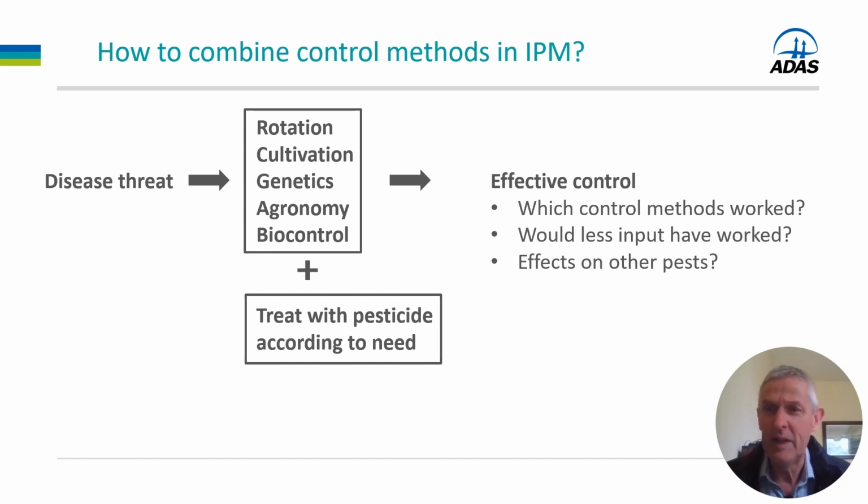And then we have the task of evaluating, well, which of those control methods actually worked and did the business? Would less impact from less input still have provided effective control? And what were the effects of those control methods targeted at one pest on other pests? And those effects could be positive or negative. There could be trade-offs. So behind all this, there's a set of decisions about trying to identify effective control methods which minimize those trade-offs.